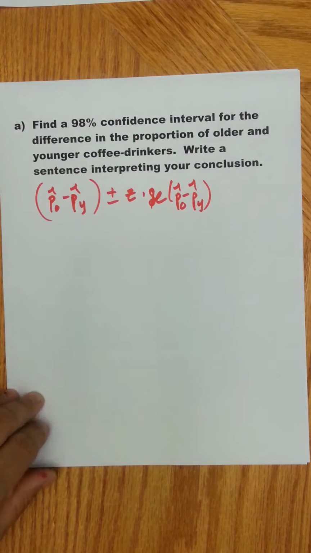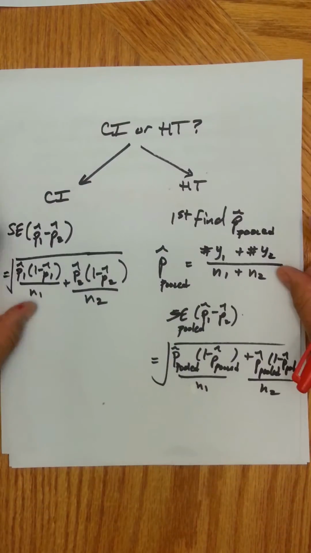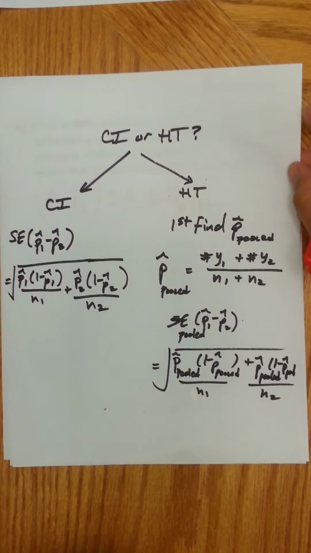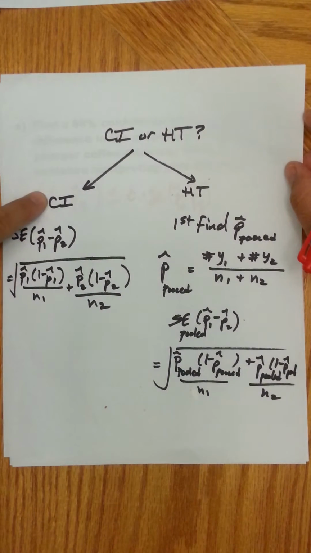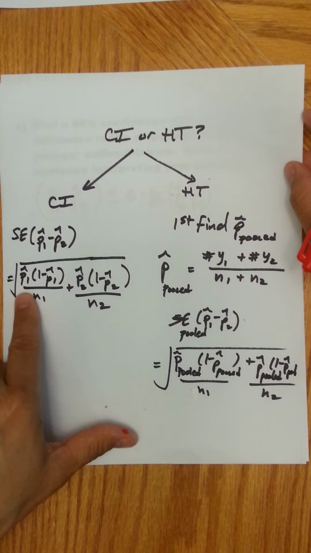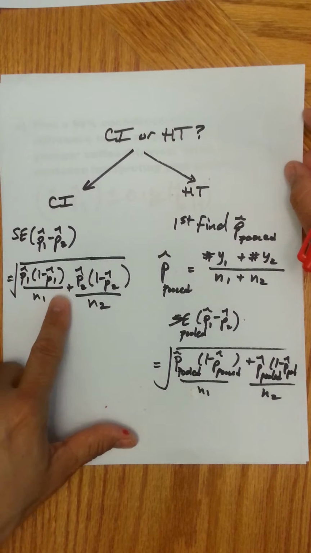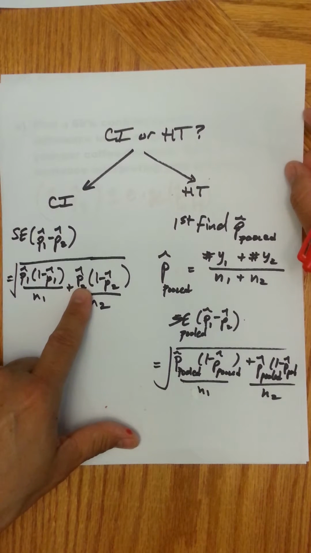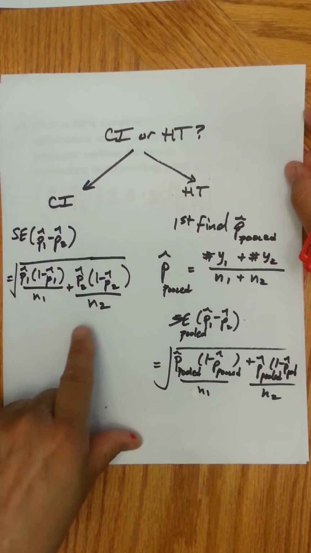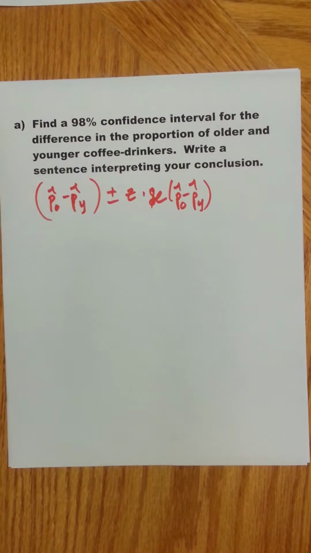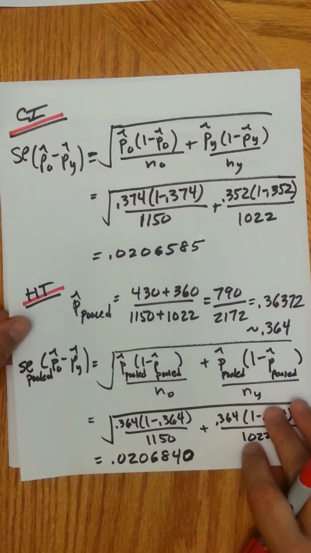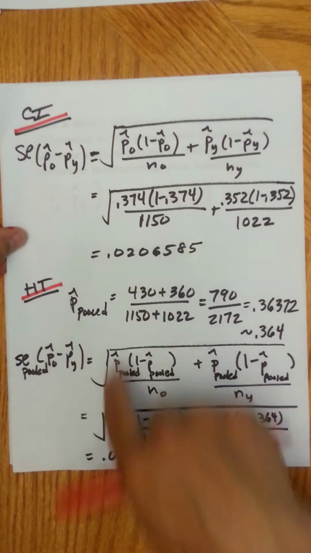Now a couple things here. Let's just remind you, from another video, to know which standard error you use, it depends on whether you're doing a confidence interval or hypothesis test. If you're doing a confidence interval, then you'll want to use what I'll call the regular standard error, right? The square root of p hat 1, 1 minus p hat 1 divided by n1 plus p hat 2, 1 minus p hat 2 over n2. Square root of all that. And so if we do that, I've already done that.